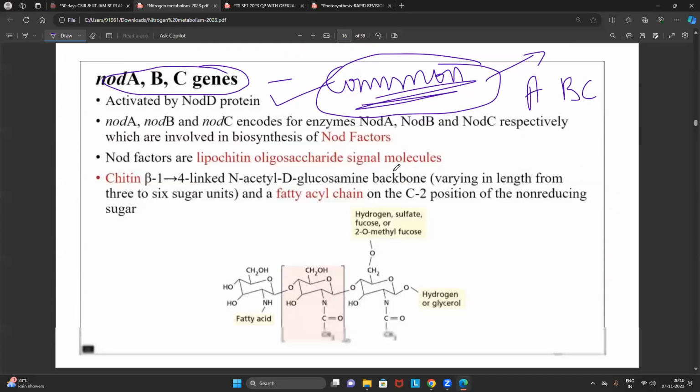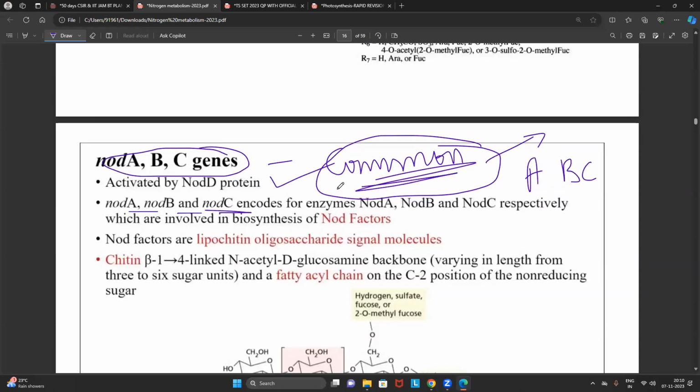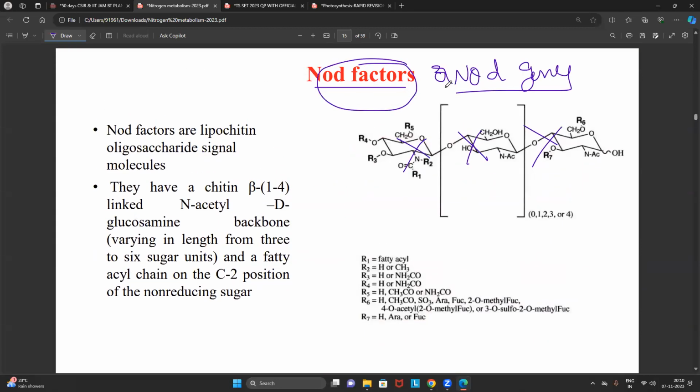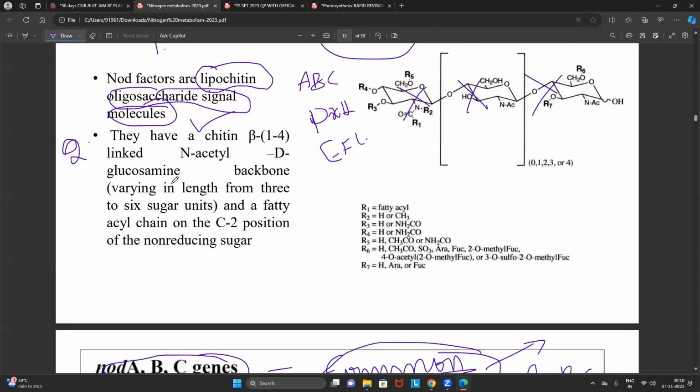Now, all the students look into this picture. What are the common NOD genes? A, B, and C. And the statement for the exam, which we got in the exam: NOD factors or NOD genes, whether it is B, C, P, Q, H, E, F, L, all the students remember my words, they all are lipochitin oligosaccharide signal molecules. Such an important statement it is. They are lipochitin oligosaccharide molecules. And this is the first statement they have given, and this is the second statement they have given in the exam, as we discussed.